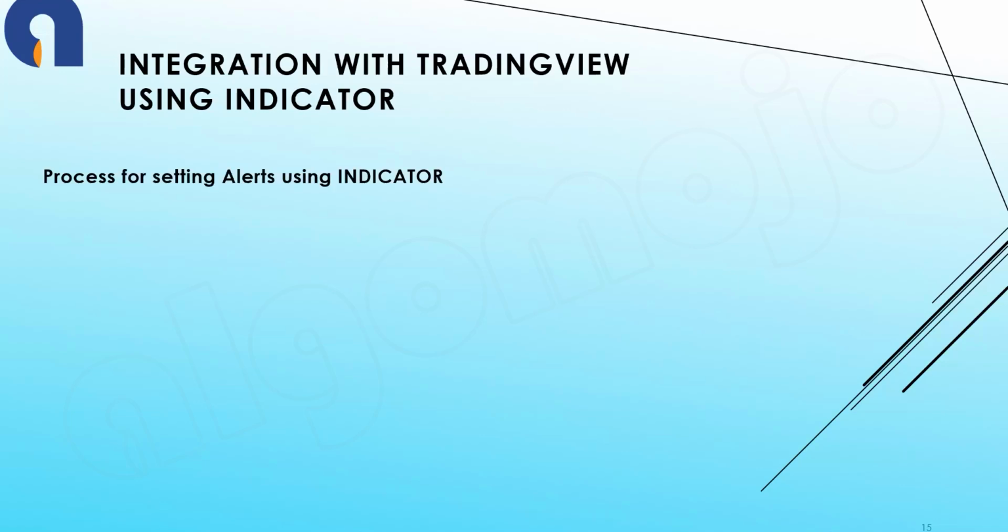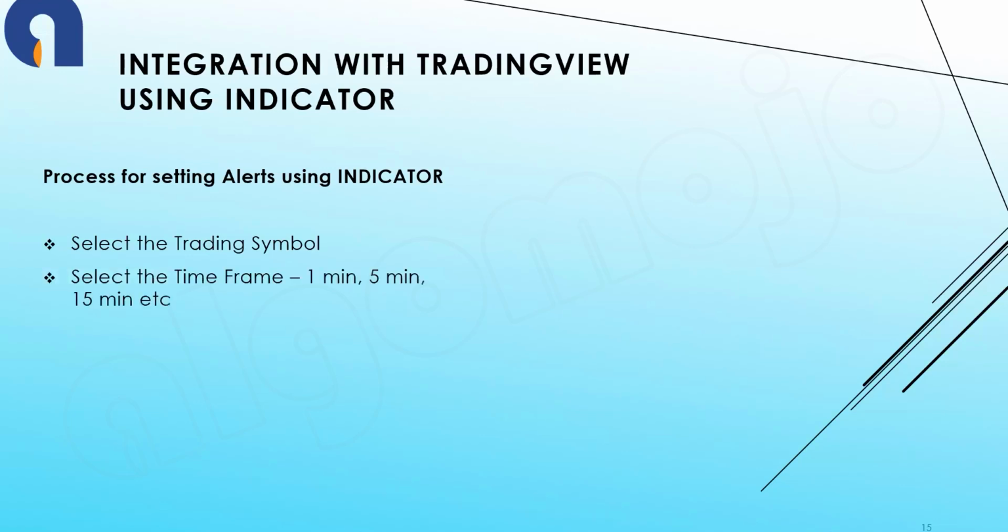The process would be like usual. You select the trading symbol, then the time frame. If you're using an indicator, or if it is price based, it doesn't matter, price can be anything. Otherwise, you will need to have a chart with a particular symbol running at a particular time frame. Then load the indicator that you want to trade.